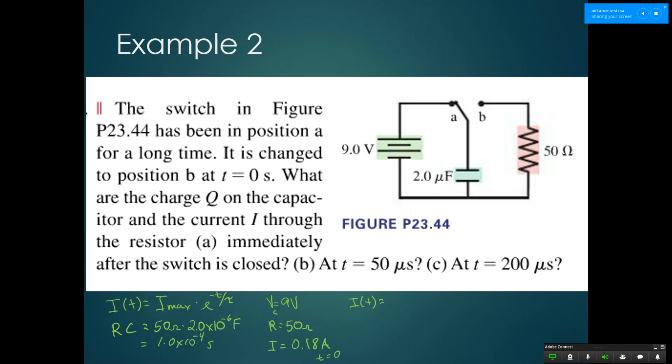But if I wanted to find it at 50 microseconds, then I would have to do I max, which is 0.18 amps, multiplied by e to the power of minus 50 times 10 to the minus 6, divided by my RC, which is 1 times 10 to the minus 4. And that would give me my current at time equals 50 microseconds. The time that is being asked is your t, and your tau is your RC that you calculated. So it's t over tau, time over time.